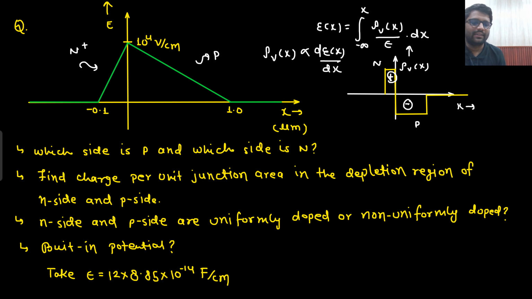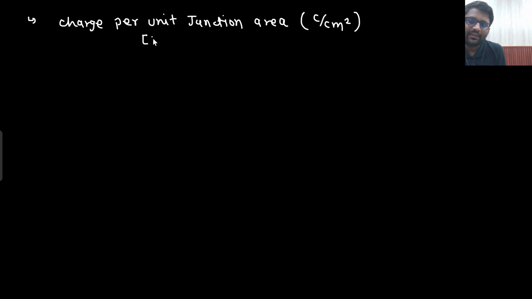Charge per unit junction area. That means coulomb per centimeter square. This is what I need to find out on the N side and P side, in the depletion region of the N side and P side. What do you think I need to find out then? I need to find out Qn and Qp. This is what I need to find out.